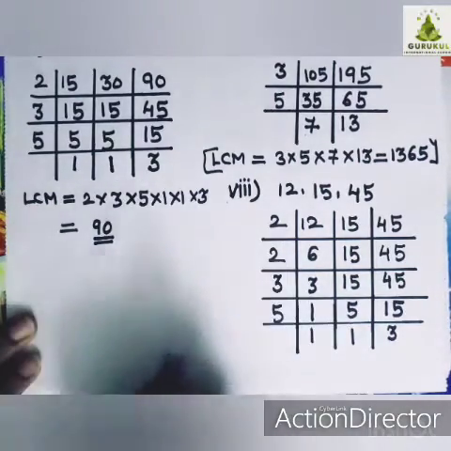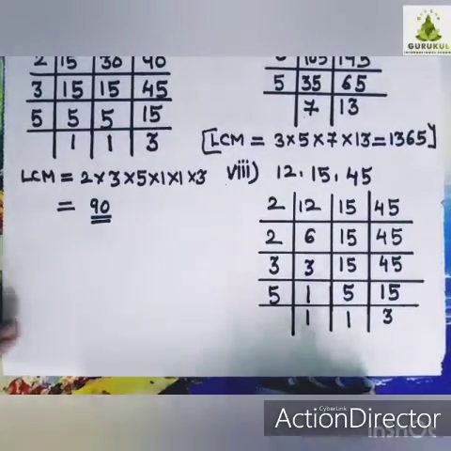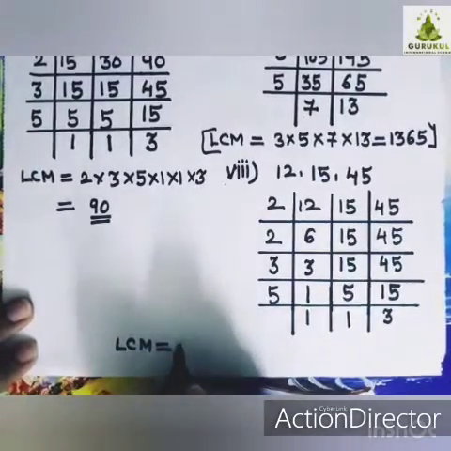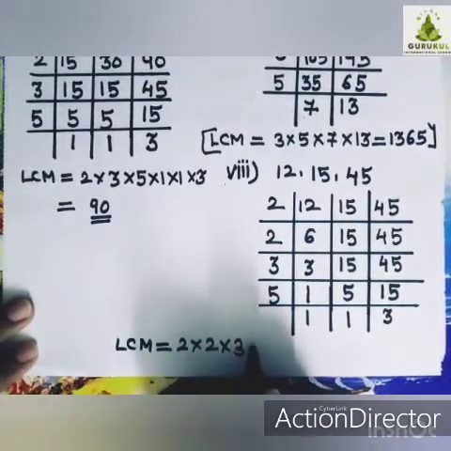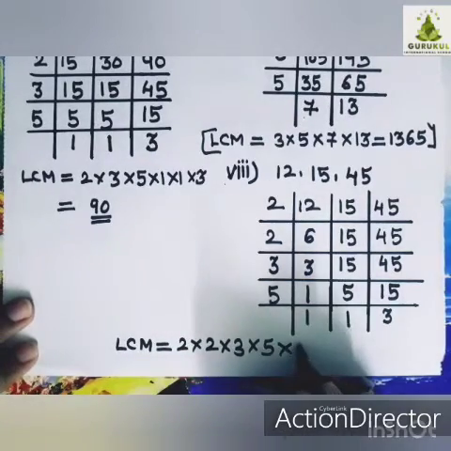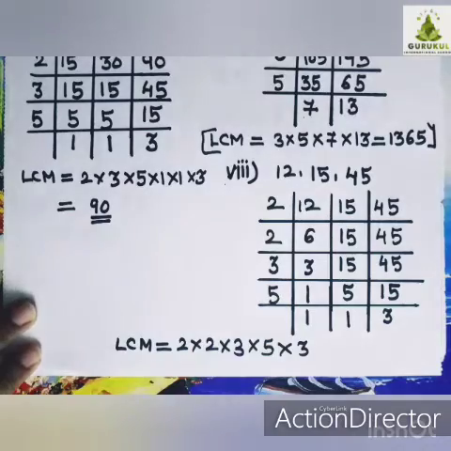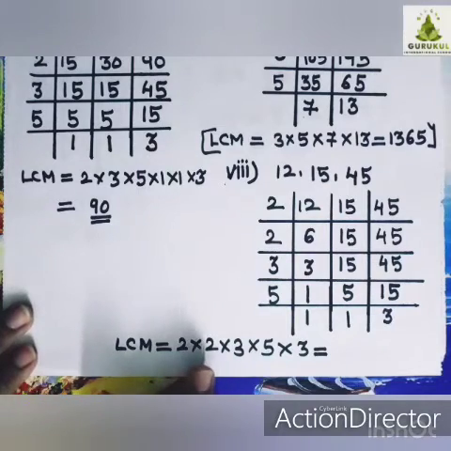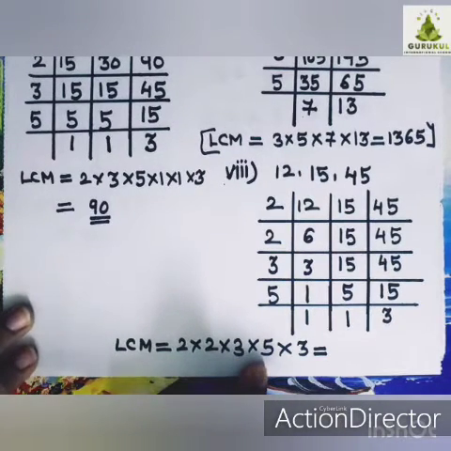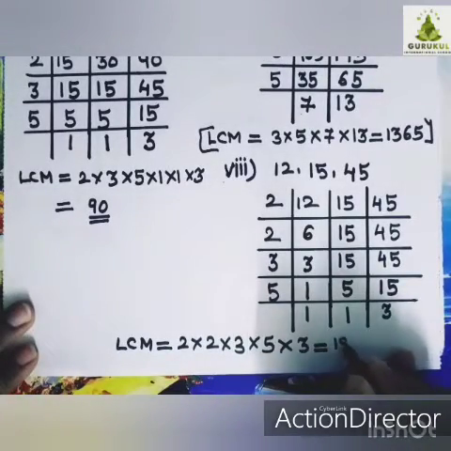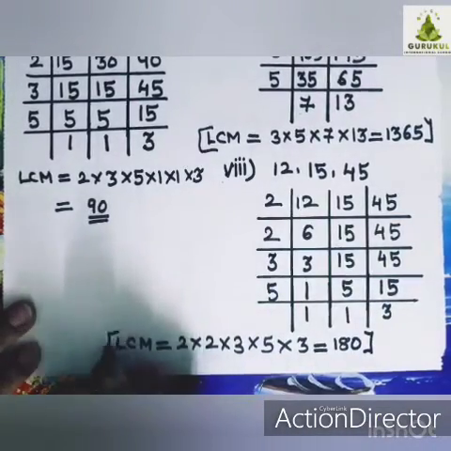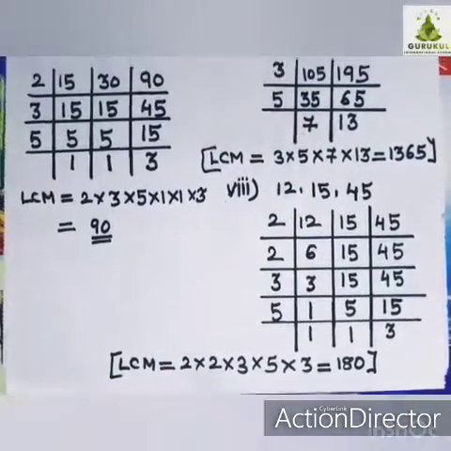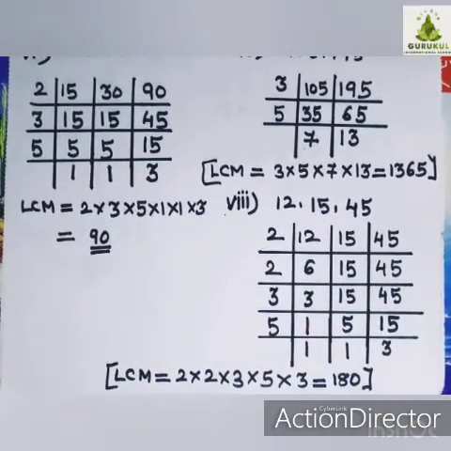Okay, now I am writing on this side, or a little bit I will shift it up so that you can see it properly. LCM for 8th one is equal to 2 into 2 into 3 into 5 into, directly I am writing these 3, 1 I am not writing because 1 will not have any value in this multiplication. 2 2s are 4, 4 3s are 12, 12 5s are 60 and 6 3s are 180. Okay, so this is the LCM for 12, 15 and 45. So here I have solved 3 sums, correct?